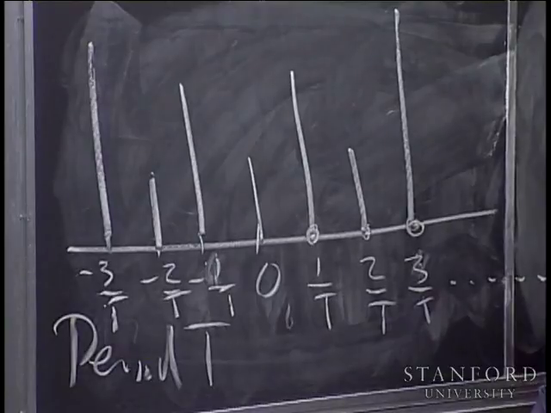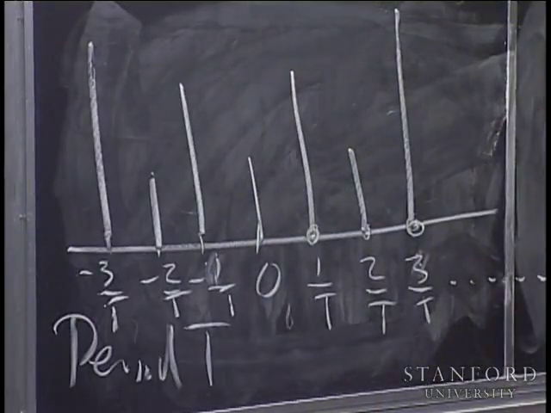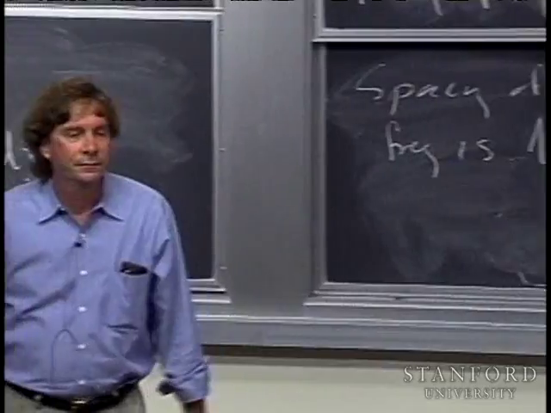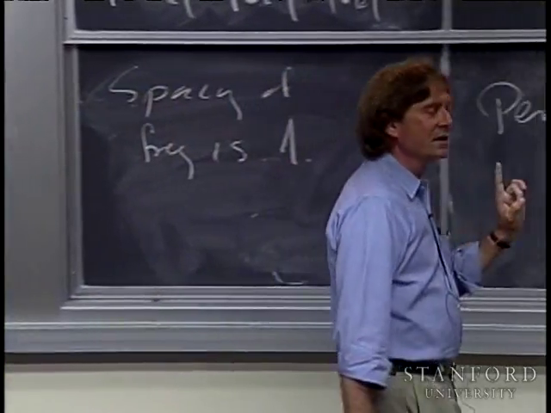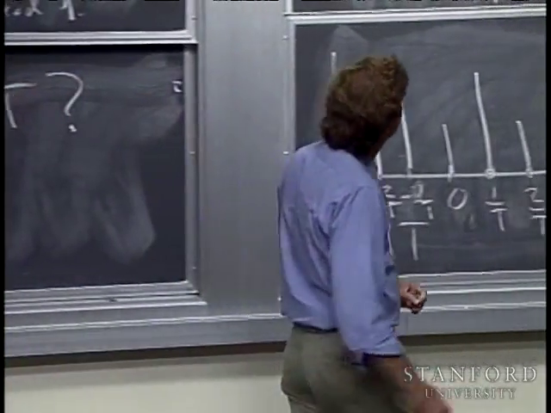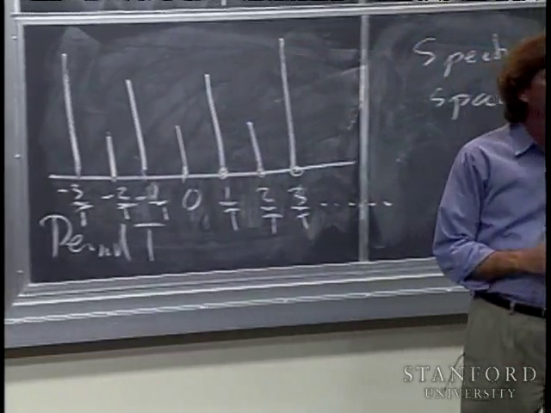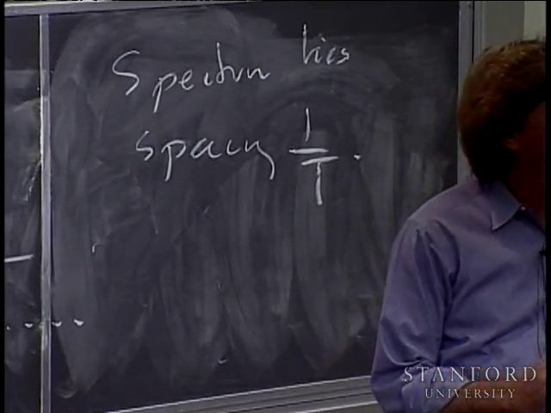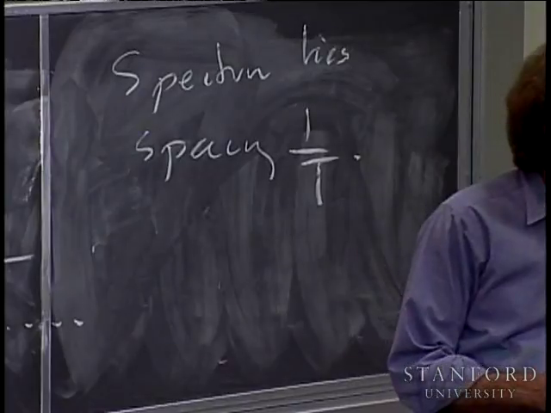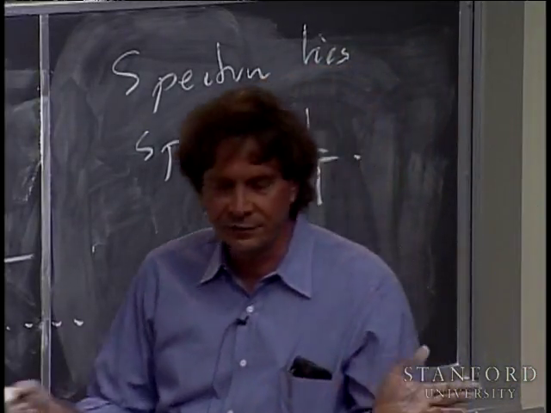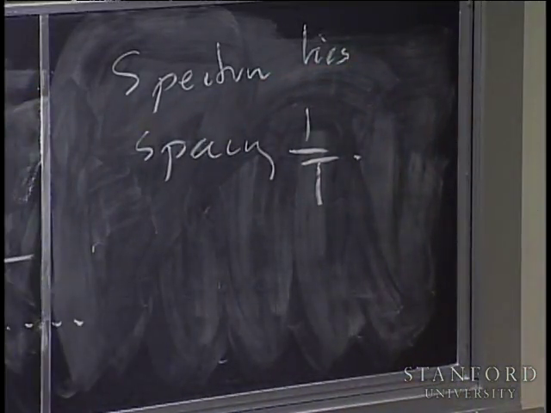So the spectrum has spacing 1 over T. All right. Now, this is another example. Remember, when I first talked about frequency and wavelength, I talked about the inverse or reciprocal relationship between frequency and wavelength, the very first day of class. That's something you saw a long time ago.